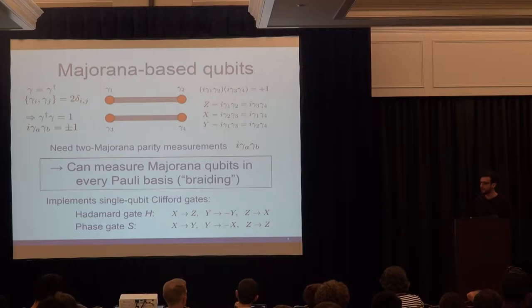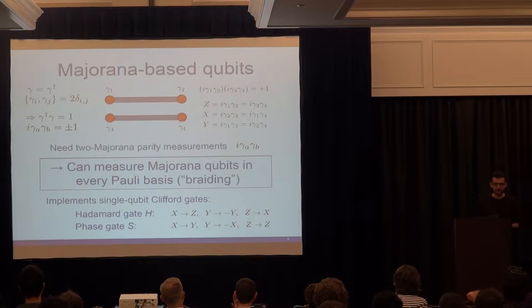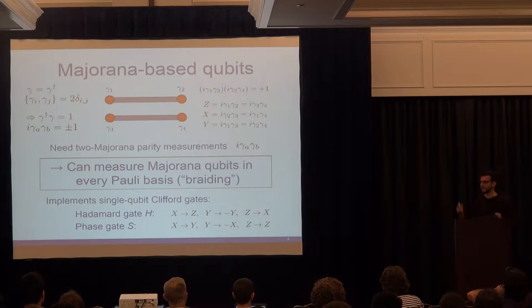And what this does is it implements single-qubit Clifford gates because single-qubit Clifford gates, Hadamard and phase gate, they simply map Paulis onto other Paulis, right? So if you know how to measure in every Pauli basis, this gives you these gates, and this is what's called braiding. You may be surprised because you expected braiding to be something where you move Majoranas around each other and this does something. Well, you could do that.